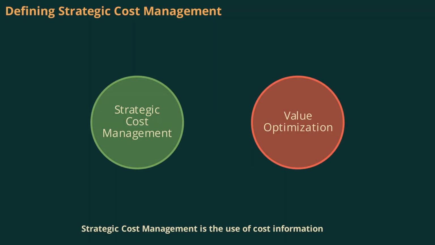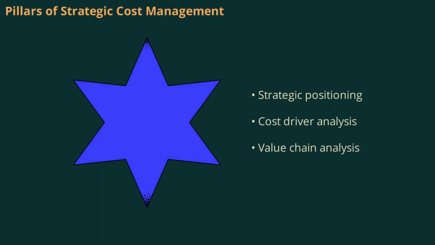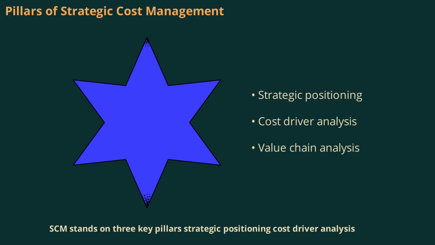Strategic cost management is the use of cost information to develop and implement strategies that improve organizational performance. It's not just about cutting costs, but about making informed decisions that enhance value for customers and stakeholders. SCM applies to all types of organizations, manufacturing, services, and even non-profit, by integrating both quantitative and qualitative data into decision-making processes. SCM stands on three key pillars: strategic positioning, cost driver analysis, and value chain analysis.